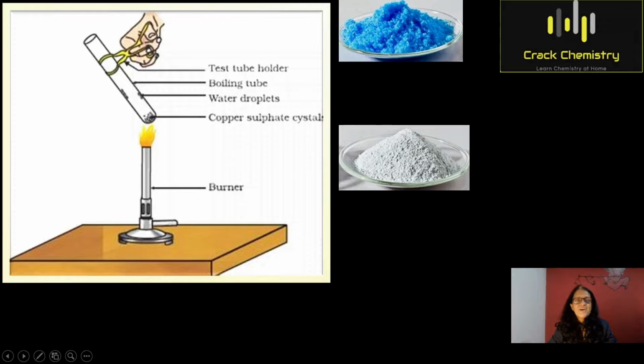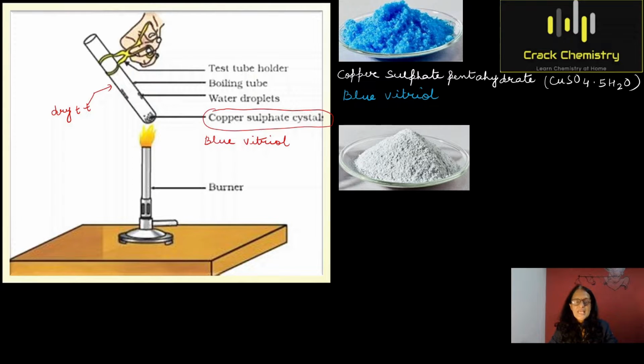In this activity, we have taken a dry test tube. In this test tube, you have taken a few crystals of blue vitriol. The chemical name of blue vitriol is copper sulfate pentahydrate. Its formula is CuSO4.5H2O. And as the name indicates, it's blue in color.